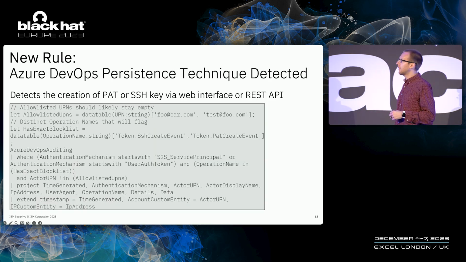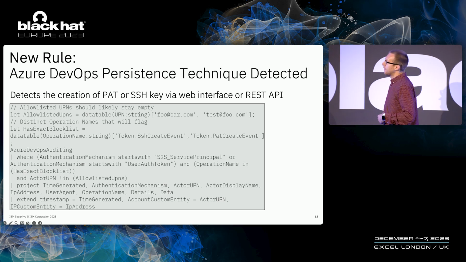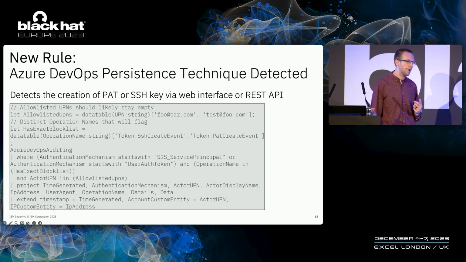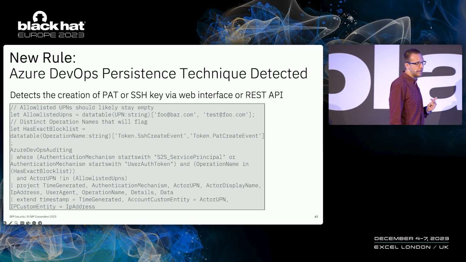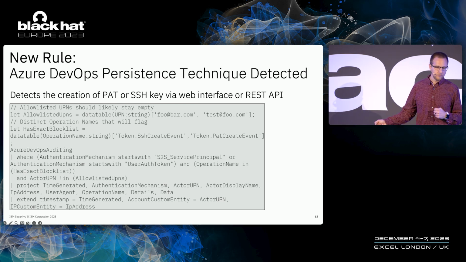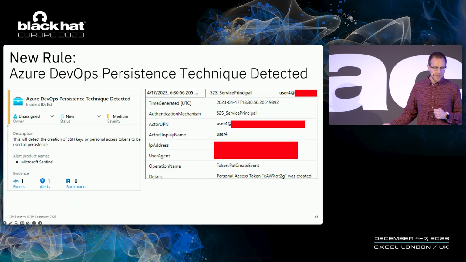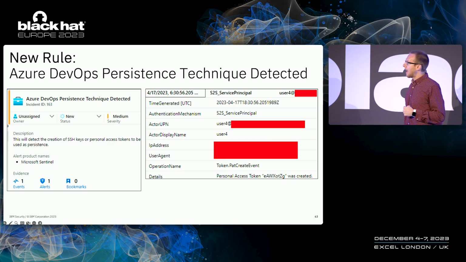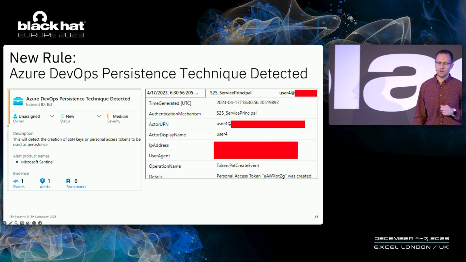And this is a new rule here that I created. So specifically, this will detect the creation of a personal access token or an SSH key, either via the web interface or the REST API. And here you can just see an example of this alert firing in my lab when I was creating a personal access token to be used for persistence.